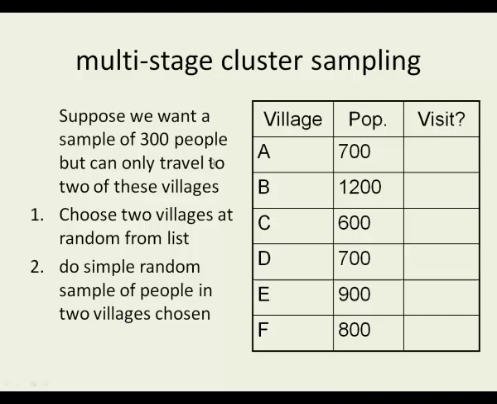So let's suppose you want to sample 300 people from these villages. So here's your whole population, everybody in these villages. You want to sample 300 people, but you can only travel to 2 of these villages. What you do is you choose 2 of the villages at random from the list, and then do a simple random sample of people in the 2 villages chosen.